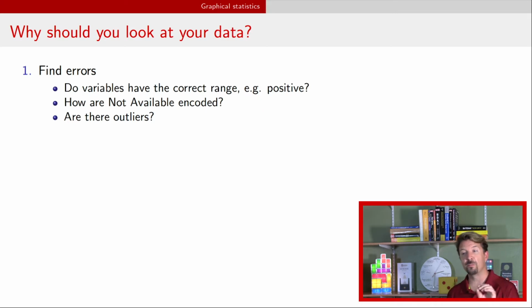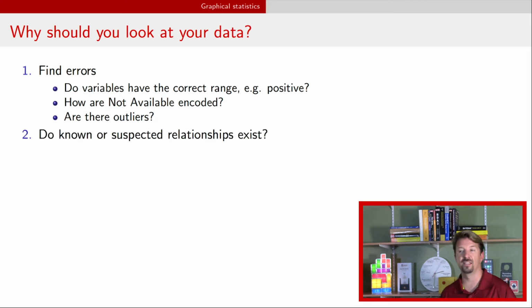In particular, you should make sure that the variables have the correct range. Many variables are expected to be positive, so make sure that there aren't any negative values. If you aren't the one who created the data, make sure you understand how not available is encoded in the data set. It used to be the habit that this would be encoded as like negative 999 or something crazy like that. You should look at the data to see if there are outliers. Are there data that you weren't expecting that are too large, perhaps? And maybe you find that those are actually errors.